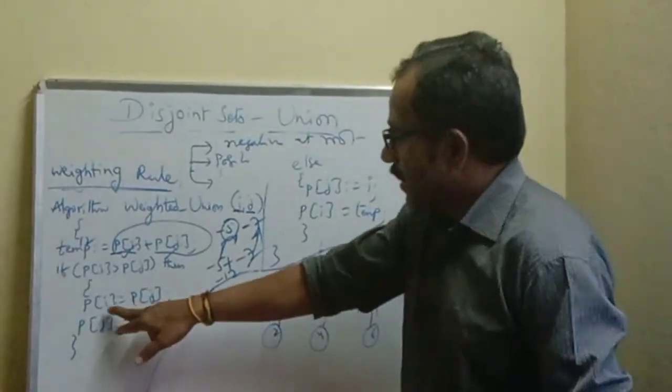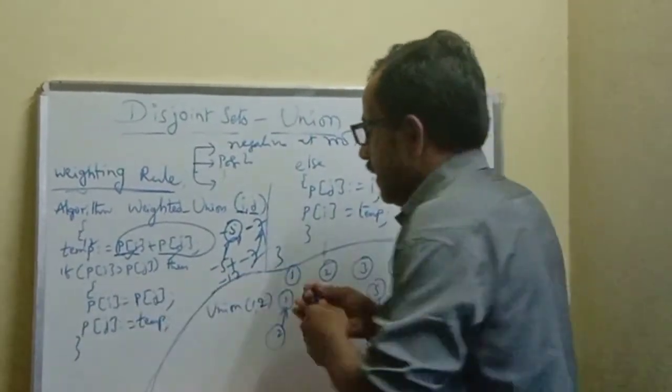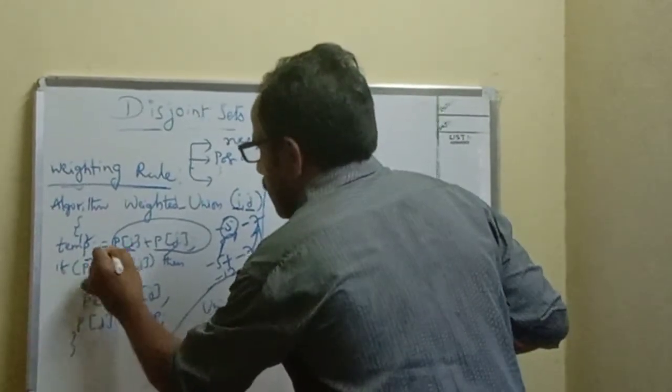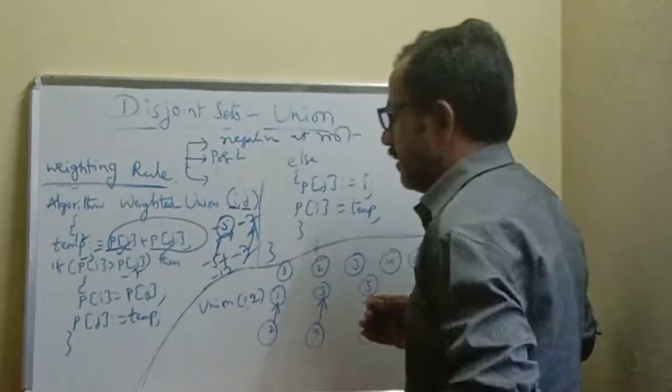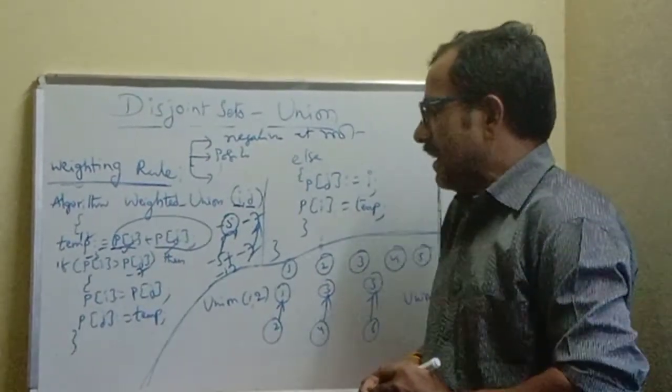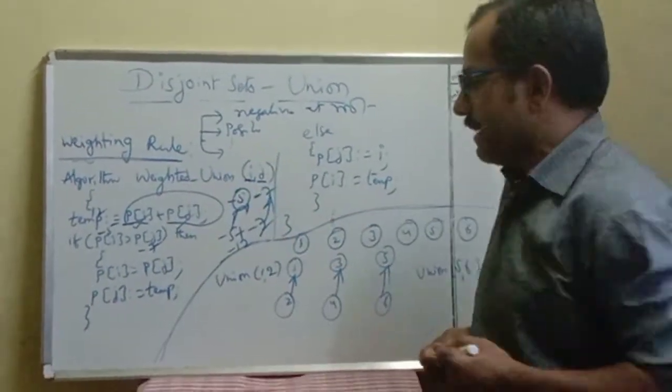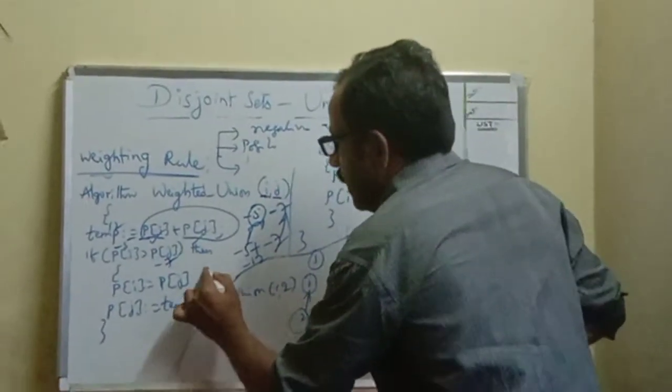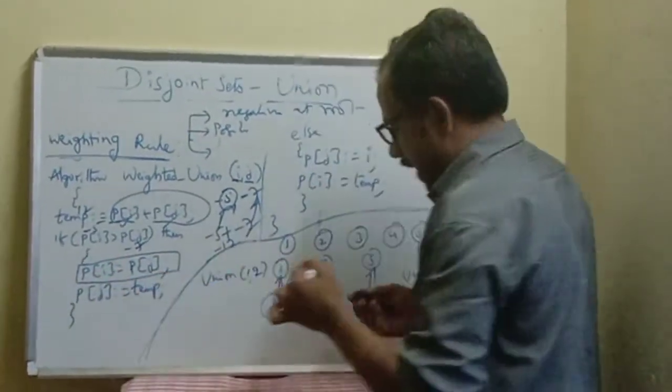Okay? Then if P of I is greater than P of J, what is P of I? Minus 5 is P of I. P of J is minus 7. Of course, by comparing minus 5 and minus 7, minus 5 is greater than minus 7. But what we are doing here, we are making P of J as parent of P of I.